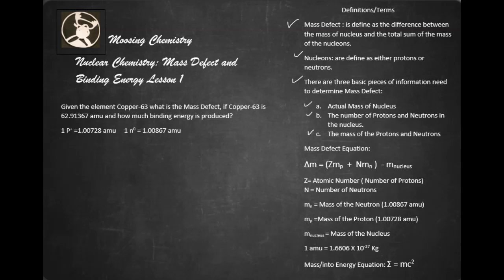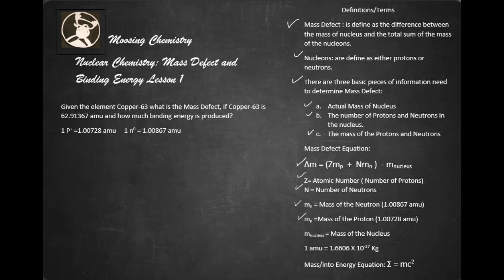All right, so the mass defect equation is delta M equals, in parentheses, Z for the atomic number times M_p, which is the mass of the proton, plus the neutron number times the mass of the neutrons, end parentheses, minus M nucleus. Again, Z is the atomic number of protons, N is the number of neutrons, M little n is the mass of the neutron, M little p is the mass of the proton.